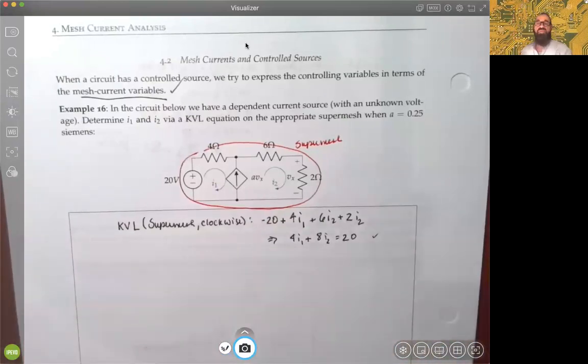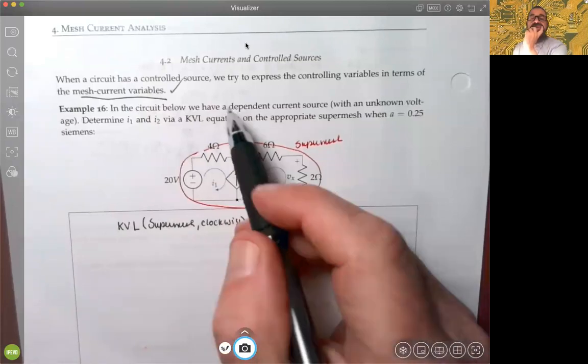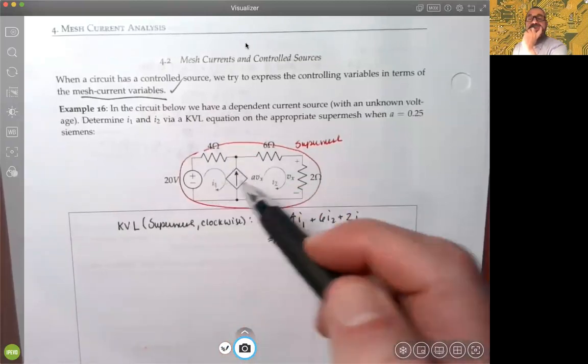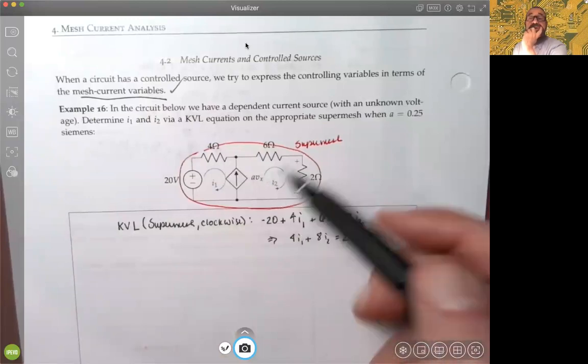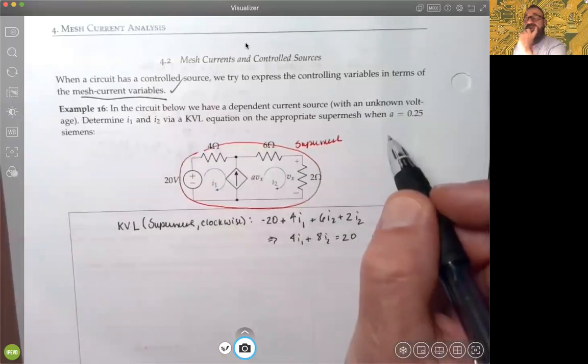So we have one equation, okay? All we need is another one. If there's only 2 mesh currents, you only need a 2x2 linear system. You only need 2 equations, okay? If you have 3 mesh currents, then you need 3 equations, right? But we're going to play the same game: this current source is sandwiched between these 2 mesh currents, isn't it? Even though it's dependent, I know what the gain parameter is, okay?